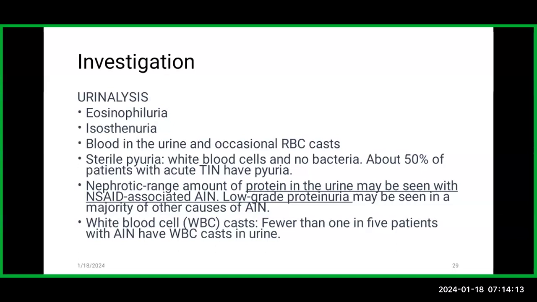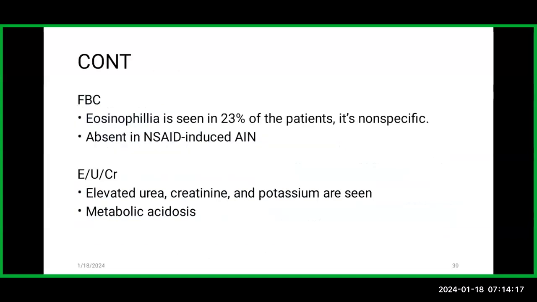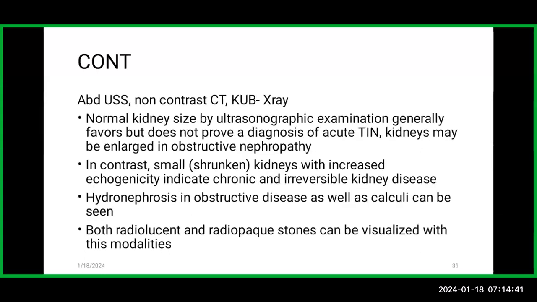will be seen. Where there is some condition, there will be low-grade proteinuria. White blood cell casts may also be seen. So we can do a full blood count where we see eosinophilia, but it's not specific because there are so many causes of eosinophilia. Because most of these investigation findings are not specific for tubulointerstitial nephritis, the definitive diagnosis is renal biopsy, as we are going to see shortly. Electrolytes, urea and creatinine will be elevated. Patient will present with metabolic acidosis.